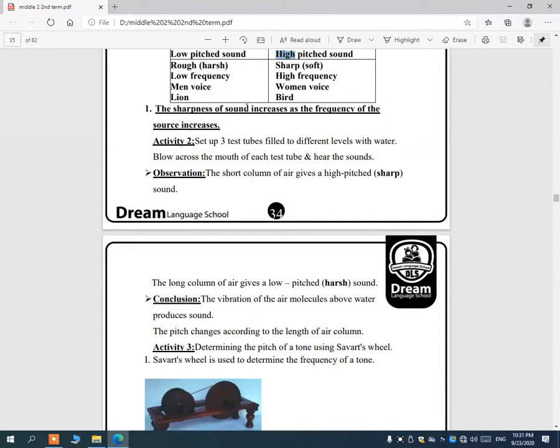The sharpness of sound increases as the frequency of the source increases. The more frequency we have, the sharper the sound we have.